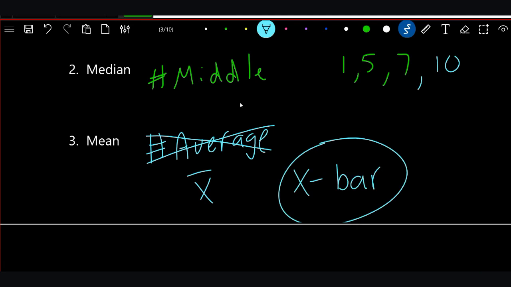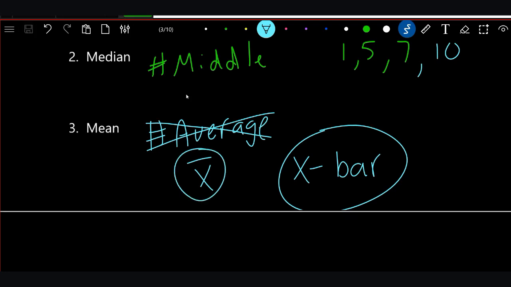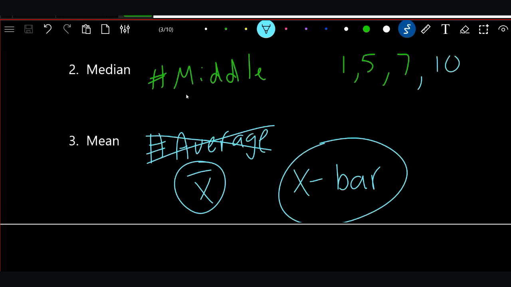How do you find the average? You add everything up and divide it by the number of items in the list. That doesn't change. The only thing that's changing is now we're going to use X bar. The other thing I want to show you is that when I say add them all up, now we can use sigma. What does sigma mean? Sigma means to add. It's a sum. So sigma of X, and then we divide sigma of X by the number of terms. So sigma of X divided by n equals X bar.